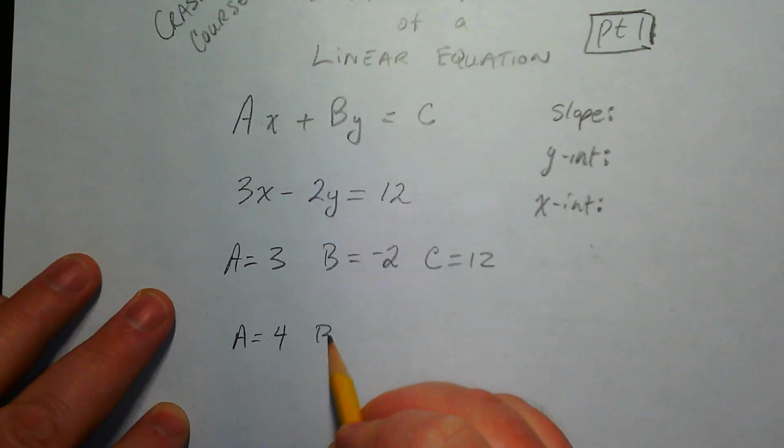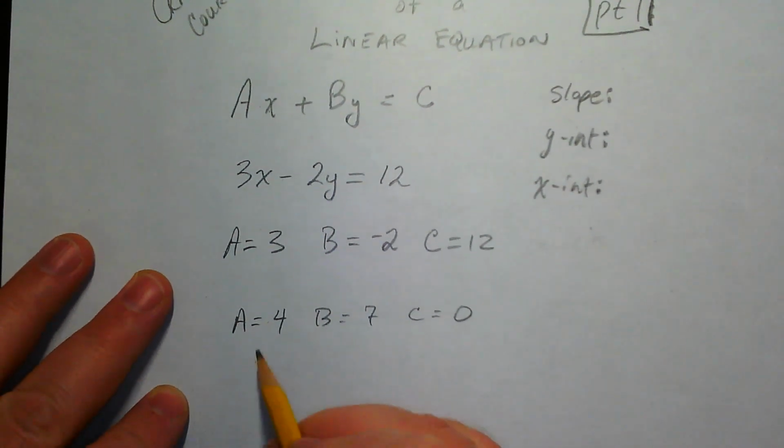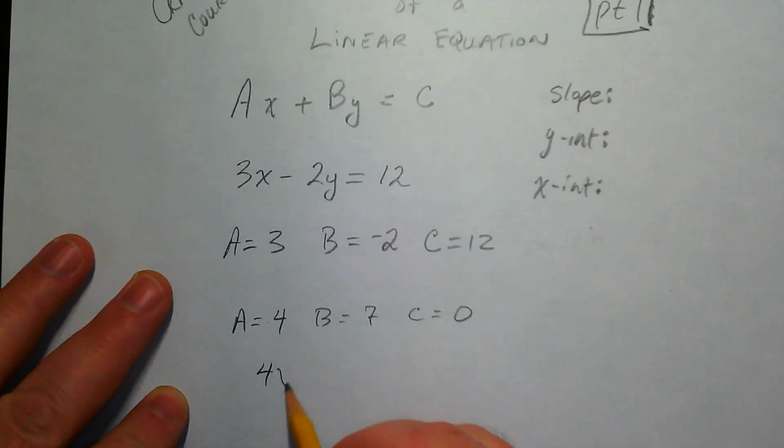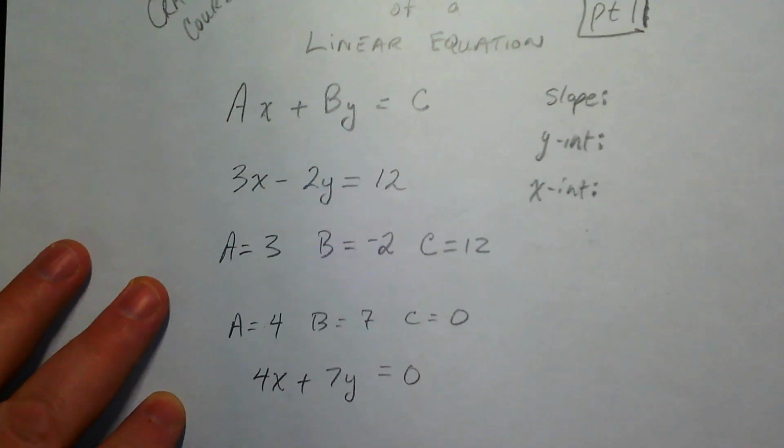So if you were asked to write a standard form equation of a line, and A was 4, and B was 7, and C was 0, well, this is what it would be. You would have 4x plus 7y equals 0. That's how standard form works.